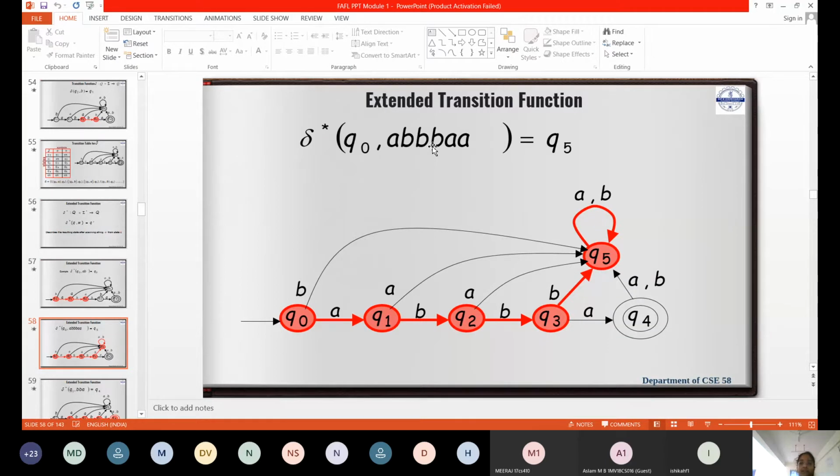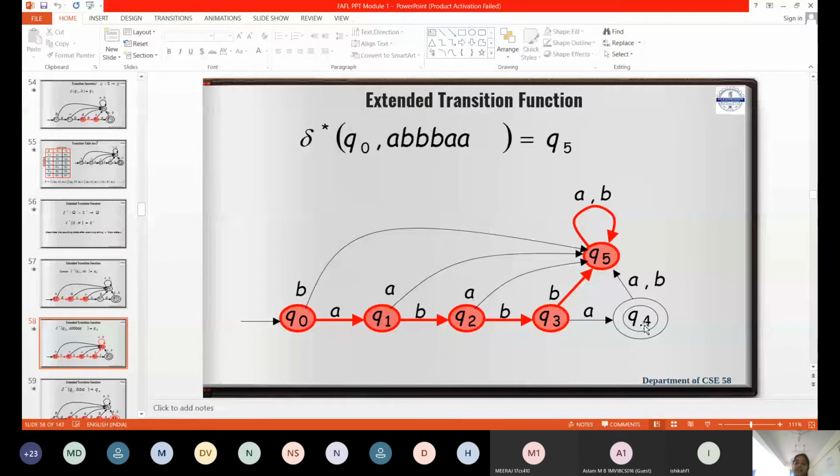It is easy for me to teach because if I write everything in depth, that is the practical difficulty. Yesterday I told you, I need to have more number of slides. Now, for ABB, A reaches Q4. Again, you're giving one more A, so it goes to Q5. Q5 is a trap state again.